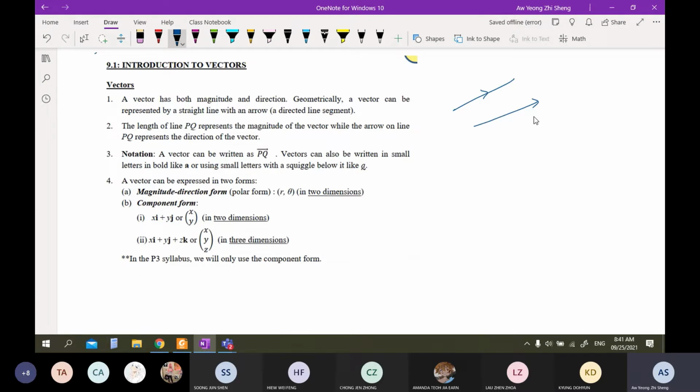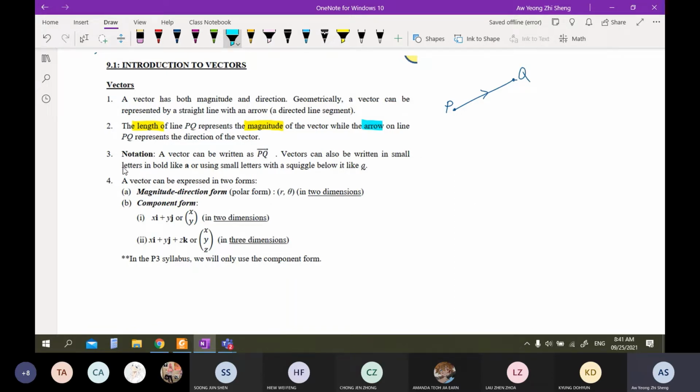Right, so point number two, if this line segment is from P to Q, then the length of the line PQ will represent the magnitude of the vector. And so in this chapter, when we mention the word magnitude of a vector, it means the length of that line segment representing the vector. Magnitude and length, I'm going to use interchangeably in this chapter. When I say length, I mean magnitude. When I say magnitude, I mean length. The arrow on the line PQ, of course, represents the direction of the vector.